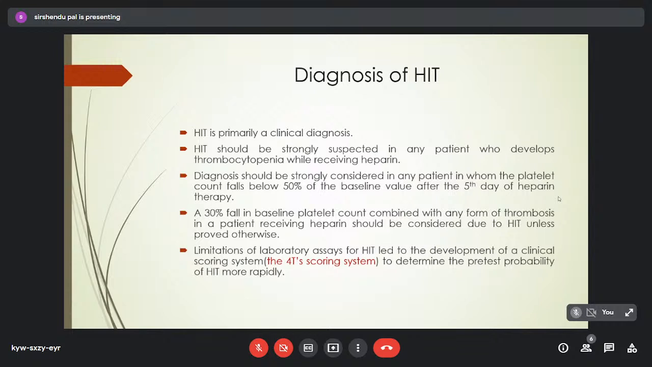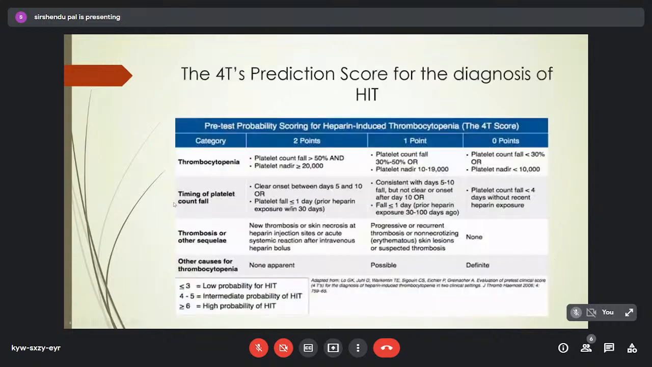Limitations of the laboratory assays for HIT have led to the development of a clinical scoring system known as the 4T scoring system, to determine the pretest probability of HIT. This is the 4T predictor for diagnosis of HIT: thrombocytopenia, the timing of the platelet count fall, thrombosis or other sequelae, and other causes of thrombocytopenia, if present. The scoring is from 0 to 8. If the score is 3 or below, there is a low probability of HIT. If the score is 4 to 5, there is an intermediate probability. If the score is 6 to 8, there is a high probability of HIT.